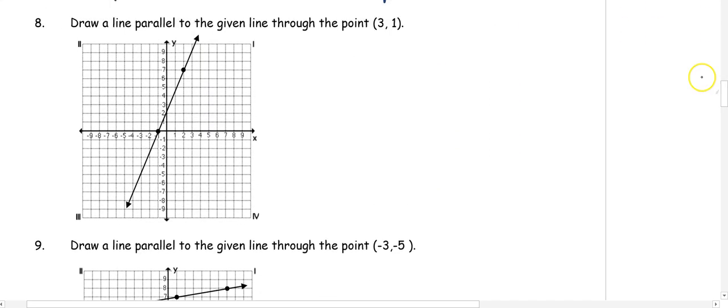Number 8 and 9, draw a line parallel to the given line through the point 3, 1. So first we need to look at this line and see what is the slope of the line. So when I look at the slope of the line, I went up 7 and right 3. So if my slope is 7/3 of the line, the parallel slope is also 7/3. So I'm going to plot the point 3, 1 and then I'm going to use that slope. So I'm going to go up 7 from that point, right 3 from that point, and because I can only fit one dot, I'm going to connect my lines. Notice that the lines have the same steepness, so they're never going to intersect.